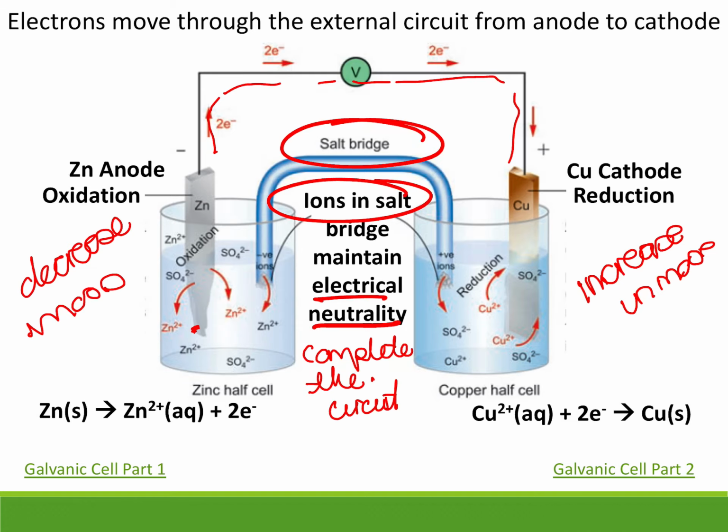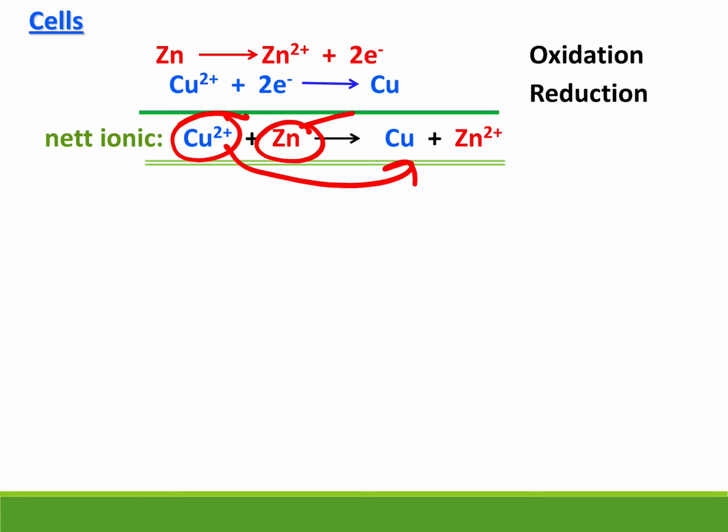If we look at the cells and we look at the equations that are taking place, we have zinc becoming zinc 2 plus, just like with the direct transfer. We have copper 2 plus becoming copper, and we add them together. Copper 2 plus becomes copper because it was reduced. Zinc becomes zinc 2 plus because it was oxidized.